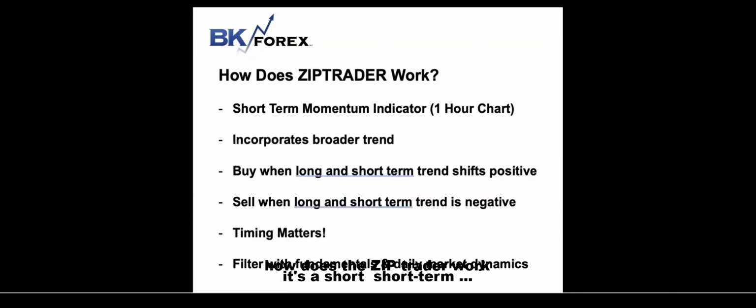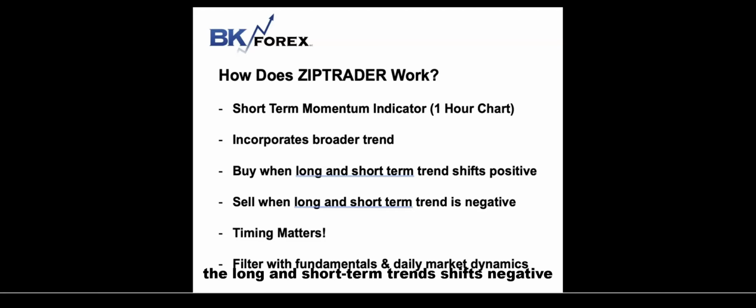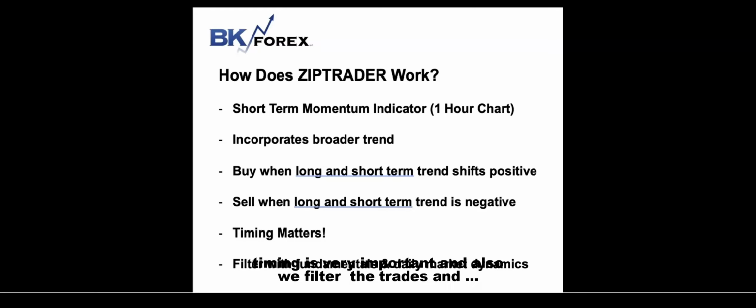So in a nutshell, how does the zip trader work? It's a short-term momentum indicator, uses 1-hour charts. It incorporates the broader trends, and on its most basic level, you buy when the long and short-term trend shifts positive, and you sell when the long and short-term trend shifts negative. Timing is very important, and also we filter the trades and only take the signals that are supported by fundamentals and daily market dynamics. Every single day, we deliver these trades to you through our Slack platform.